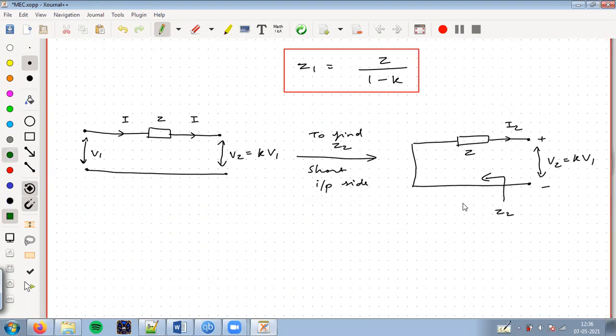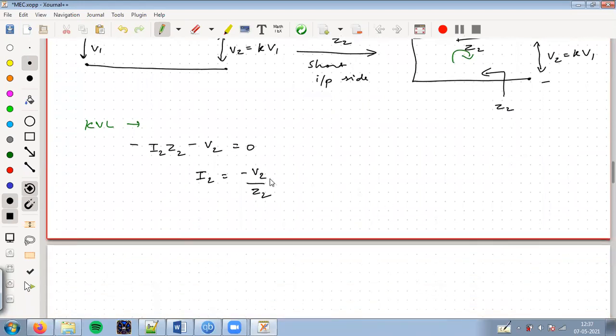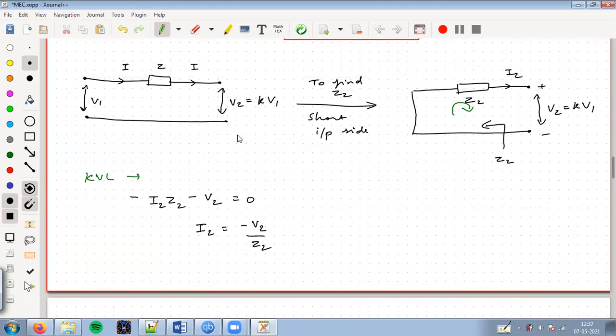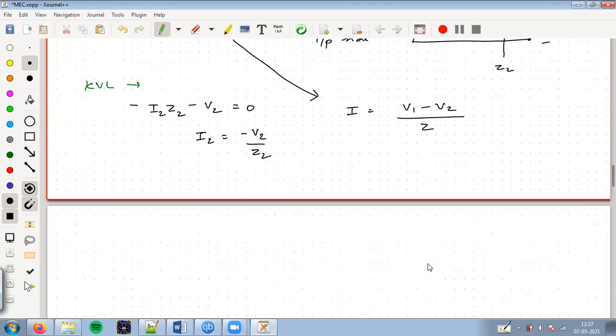So if I apply KVL like this, I will get minus I2 Z2 minus V2 equals 0. From this, I can write I2 as minus V2 by Z2. This is with respect to the KVL. Now the expression for I is V1 minus V2 by Z, same thing.